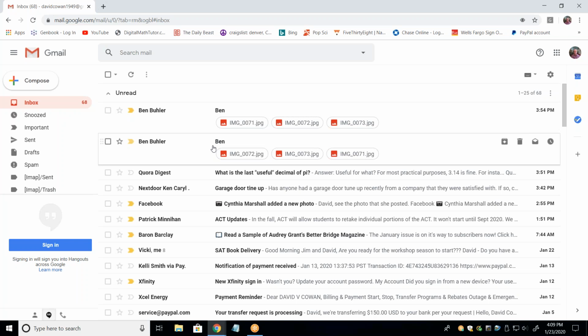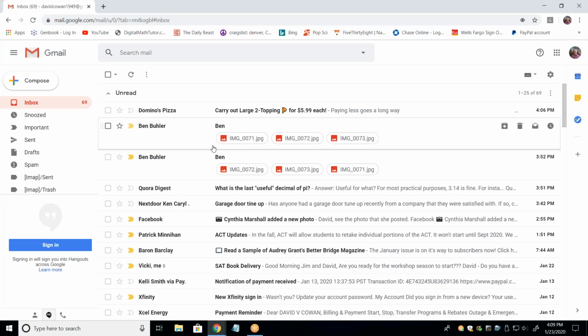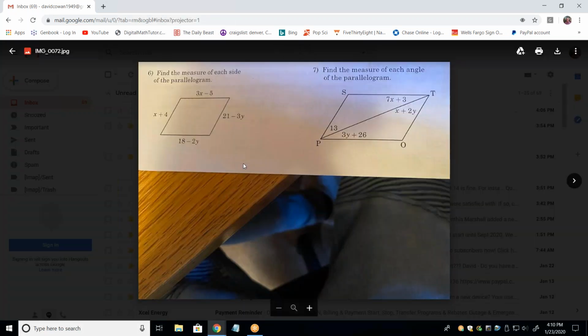Let's start with the bottom one. Looks like they're duplicates of one another. They are. I didn't know what email to send them to, so I sent them to both. Okay. David Cowan, 1949, gets to me the fastest. I sent them to those as well. Just for future reference, don't send it to the digital math tutor one. That has to be relayed to me.